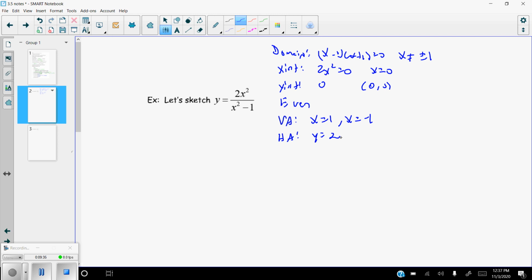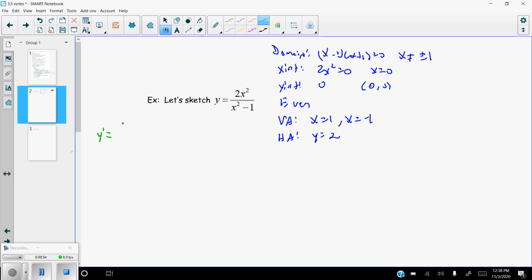So I think we've got all those pieces done. Now we have to figure out the calculus stuff. We've got to figure out the intervals of increasing and decreasing and all that kind of stuff. So let's go ahead and take the derivative. This is going to be a quotient rule.